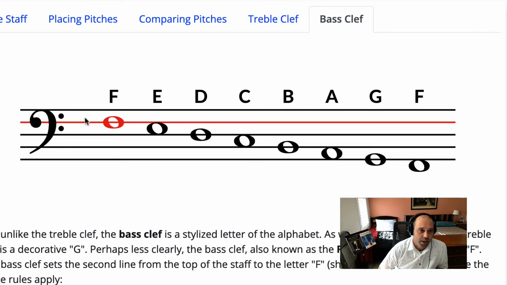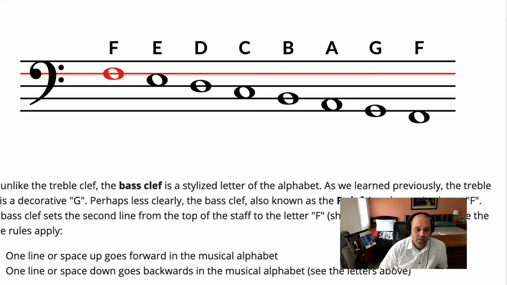So up one spot here would be G, up another spot would be A, and going downward we can see it really clearly, right? F, down a spot is E, D, C, B, A, and then the music alphabet starts over, G again, F again, forever. As deep as we can get and as high as we can get with sound. And that's basically the staff, so the five-line staff, and the two clefs that we're going to use in our course. So I'm going to hit next real quick.